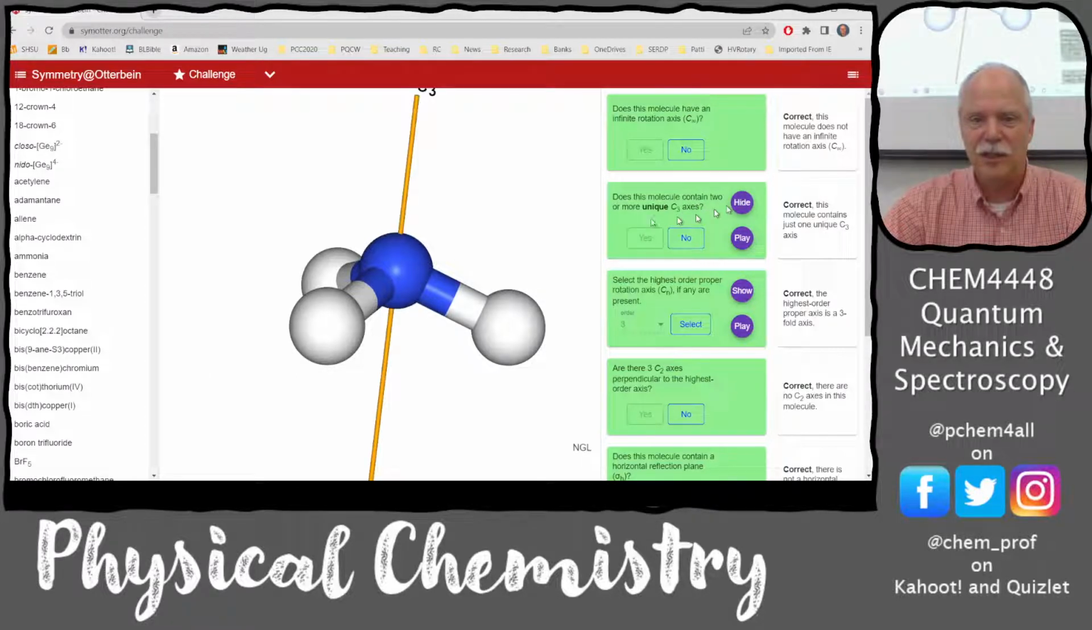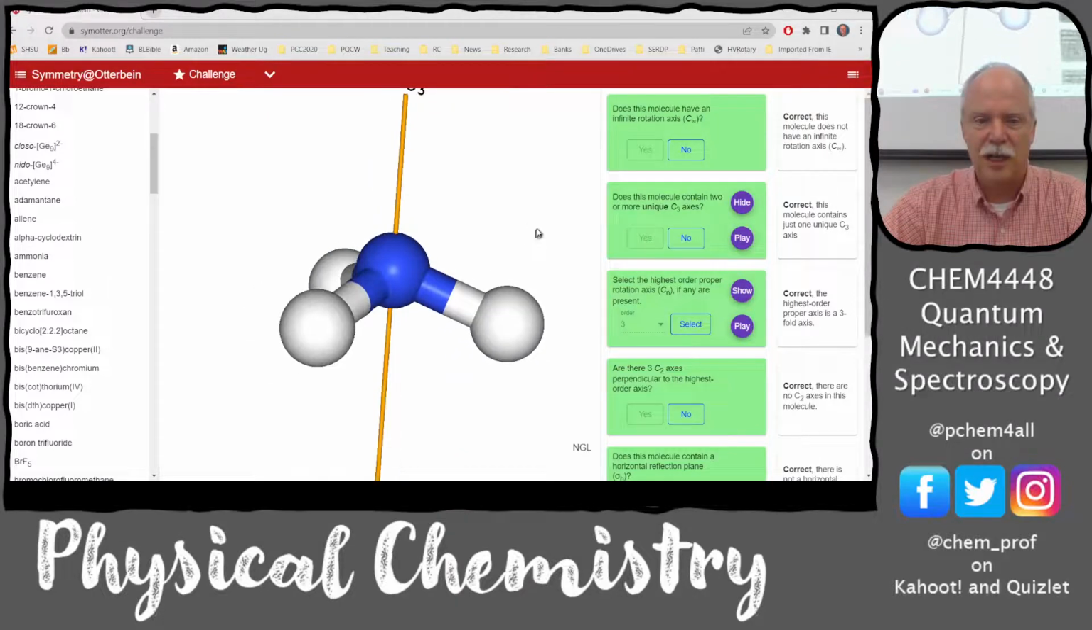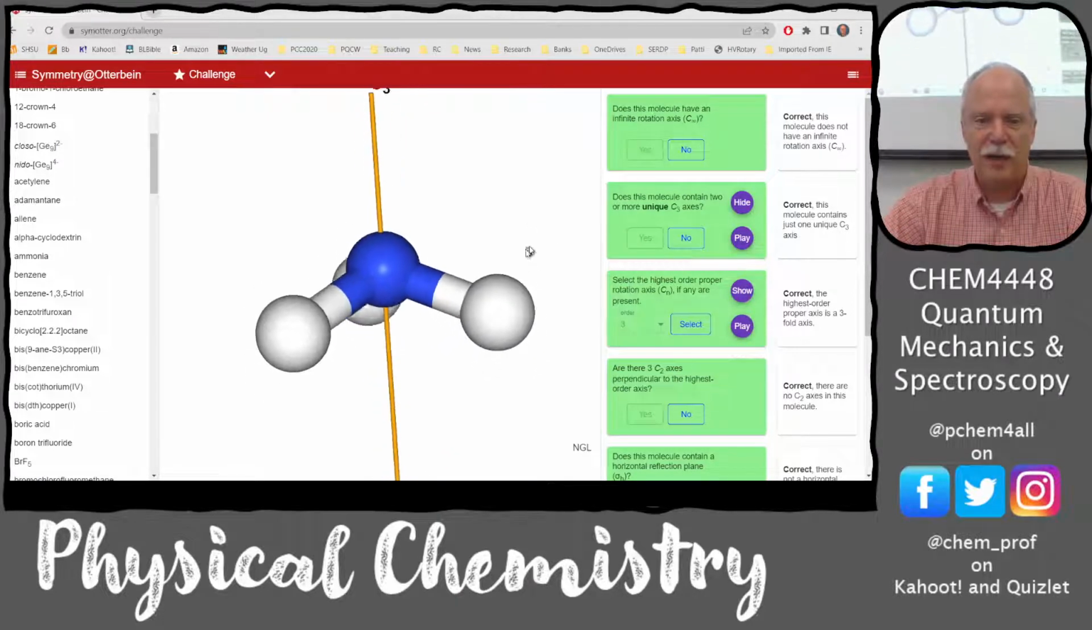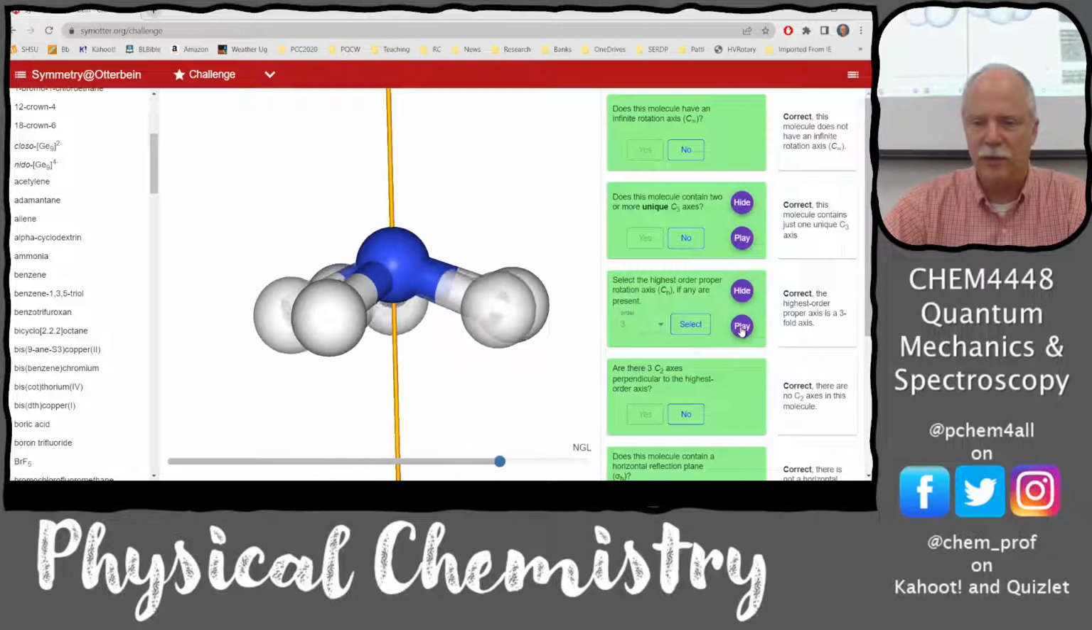All right, so does this molecule contain 2 or more unique C3 axes? Show, okay? It shows that there's 1. Okay, so that's the C3 axis. And then we can play the rotation around that axis. So play it. Okay, so that's the C3 rotation. Okay. Select the highest order. Okay, show it. We've got that. Play. Okay, we've got that.